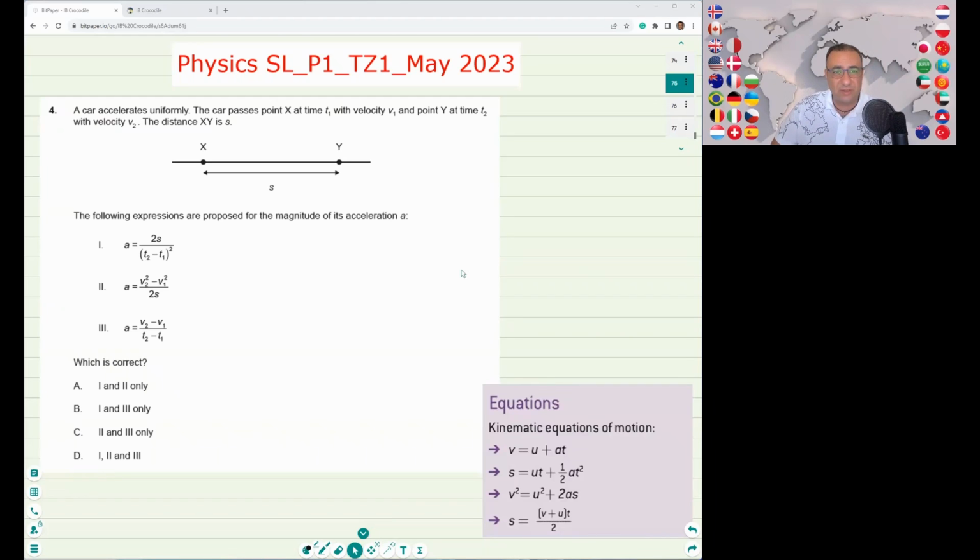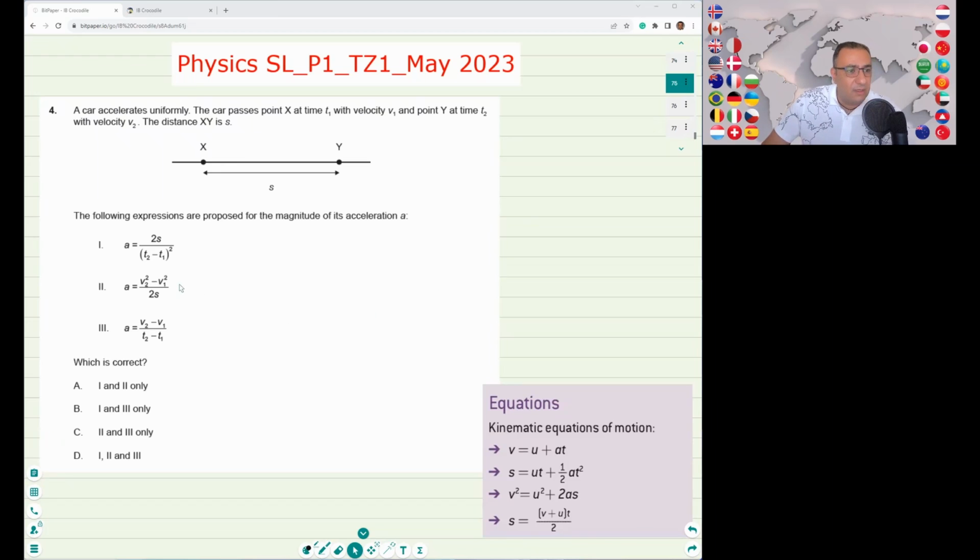Today I'm going to start one of the first questions in the Physics May 2023 session, just last year. I will walk over the problem and show you the solution. We can think together about how to solve this question. This is Physics Standard Level, Paper 1, Time Zone 1, May 2023, number 4. The same question appears as number 5 in the Higher Level paper in the same session.